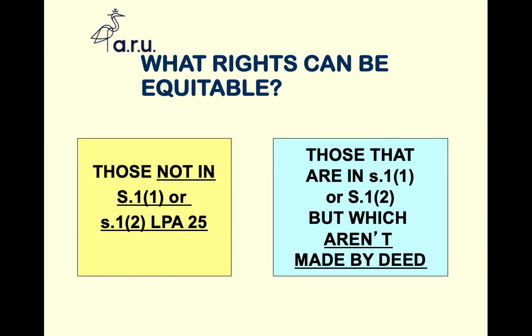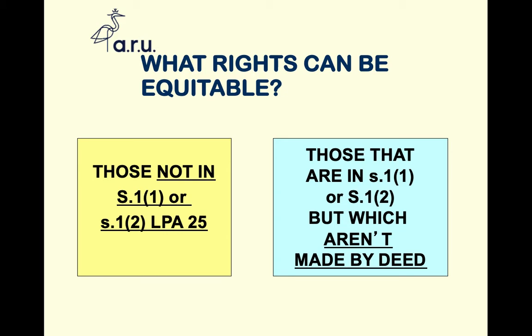However, if they were in 1.1 or 1.2, and they weren't made by deed, you didn't put the mashed potato on top of the mince and onions, it's not going to be a pie and they're not going to be legal. They're going to become equitable. They weren't protected with the right document, therefore they didn't become legal.